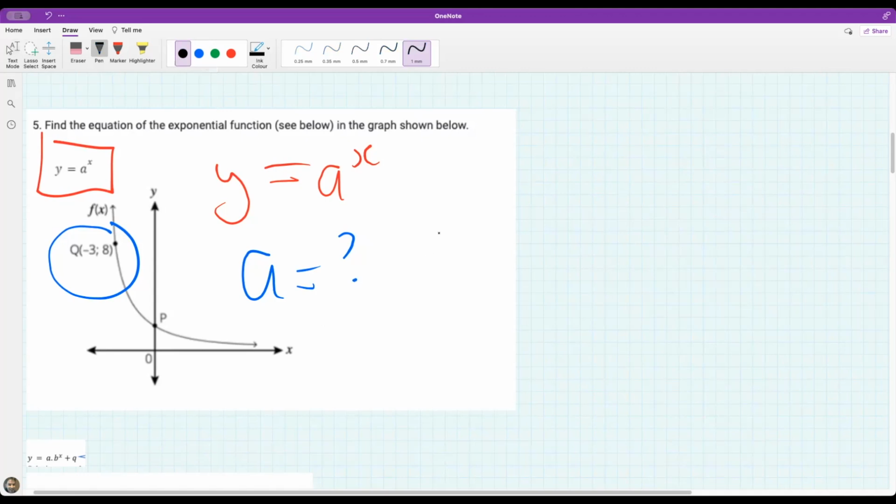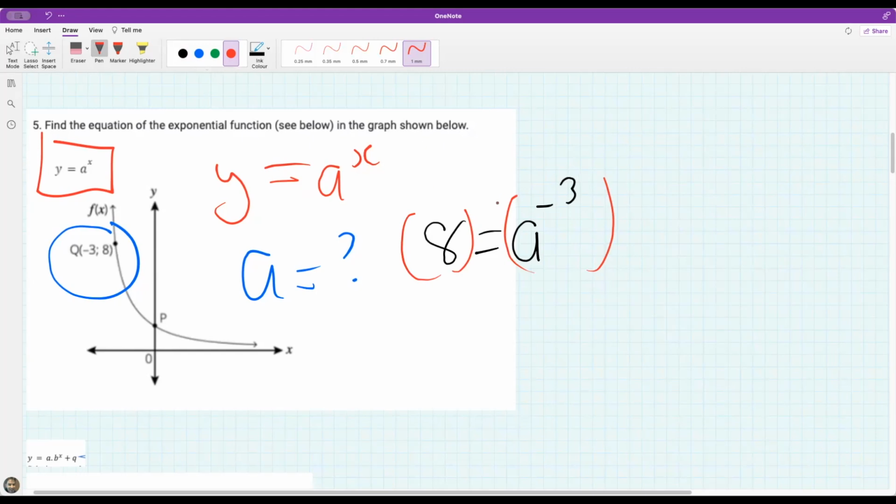Exactly. So you're going to go 8 is equal to a to the minus 3. Now, how are you going to get the a by itself? Well, again, you have two choices. You can raise both sides to some power, in which case, what power should I raise both sides to?